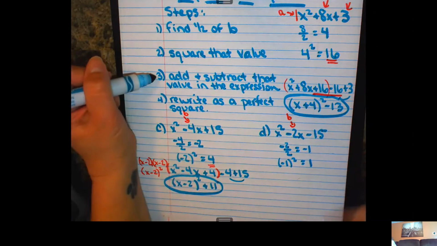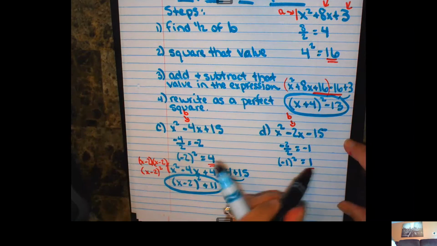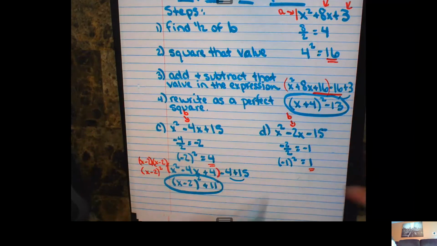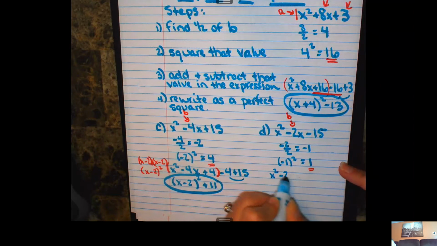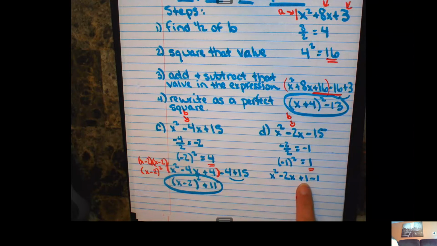Step 3, we're going to add and subtract this number in our expression. So we bring down the first two terms, so x squared minus 2x. And we are going to add and subtract 1 to make it a perfect square in the beginning. And don't forget your minus 15 at the end.